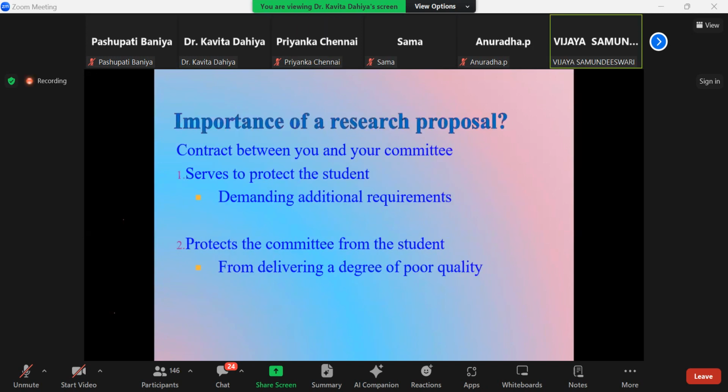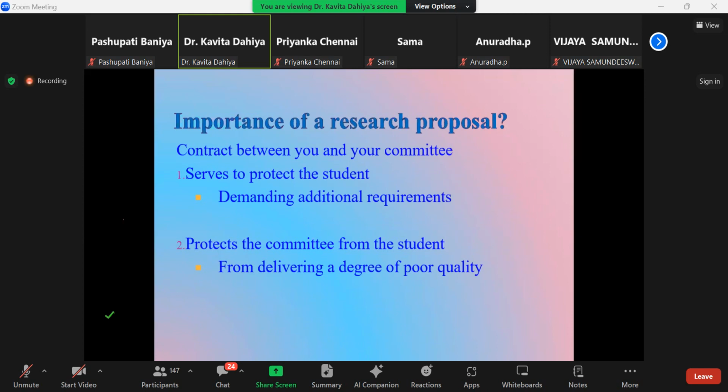So the importance of a research proposal is that it is a contract between you and your committee, because as I told you, you are not the only individual who is working on any research. There are a few stakeholders who are directly or indirectly involved in your research. Indirectly, there are certain stakeholders who have their interest in your research, maybe the society, maybe the policymakers, maybe the fund providing organization, or any party which has an indirect interest in your proposal.